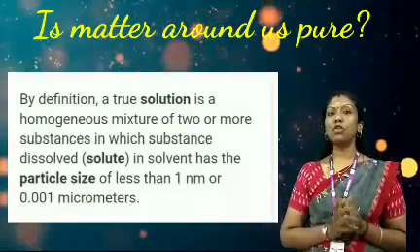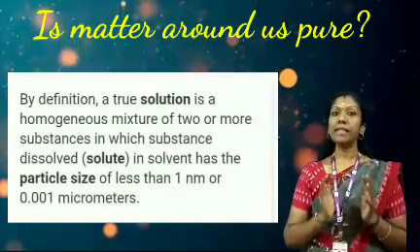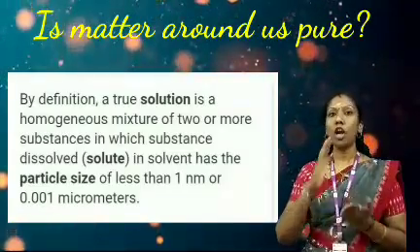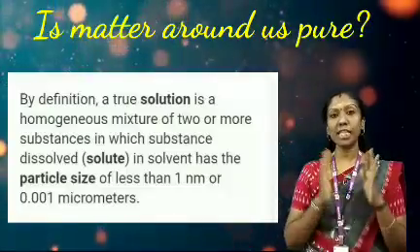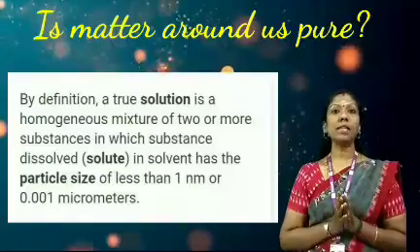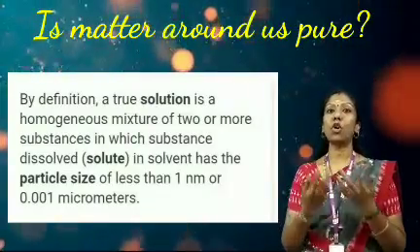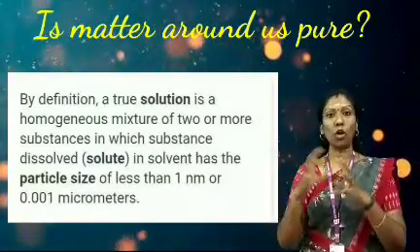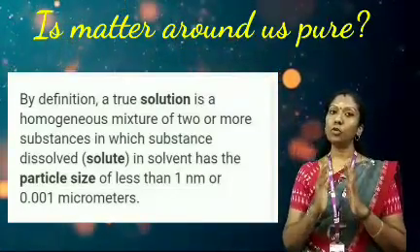Now the next one is true solution. What is a true solution? As the name indicates, it means that it will contain uniform composition throughout the system. True solution is a homogeneous mixture which has a uniform composition throughout the system. Examples are lemon water, salt water, all this, which will be completely dissolved in water. The salt completely gets dissolved in water to form salt water which has a uniform composition throughout the system. That is called true solution.